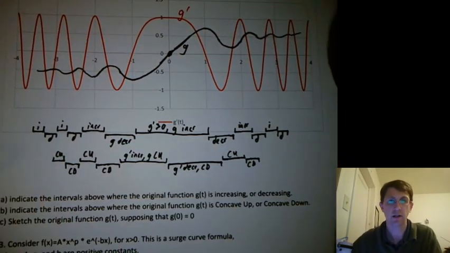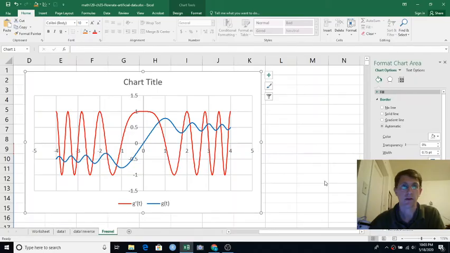So let's check it against the actual graph and see how we did. All right, here's the more exact graph in Excel, and I think our drawing was pretty good.